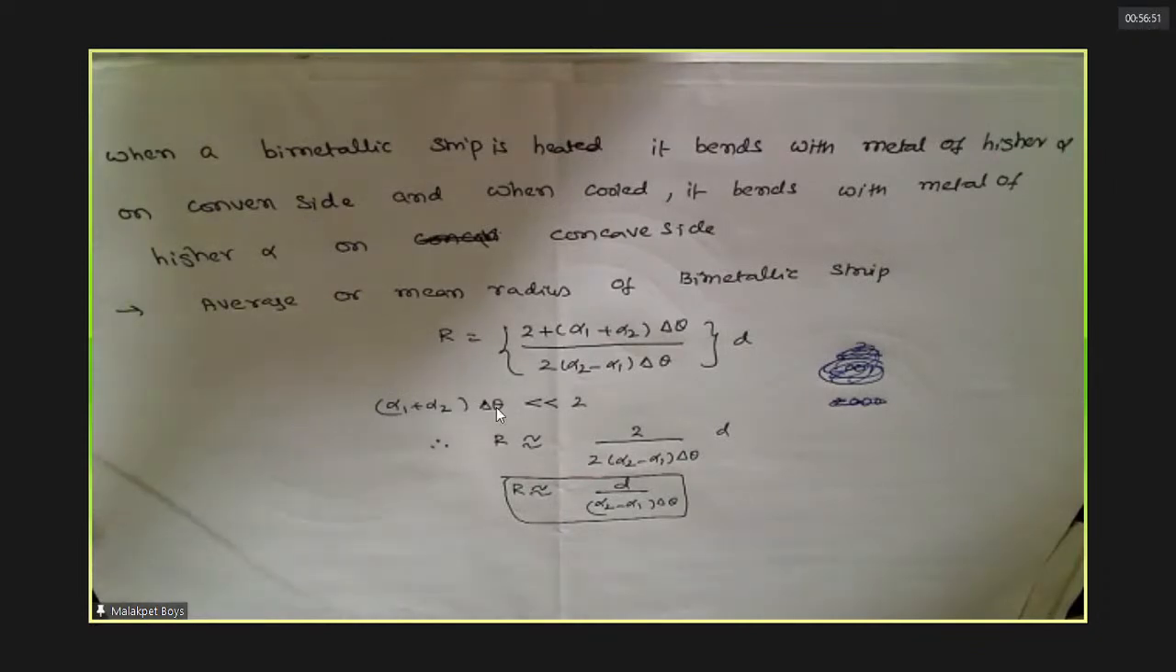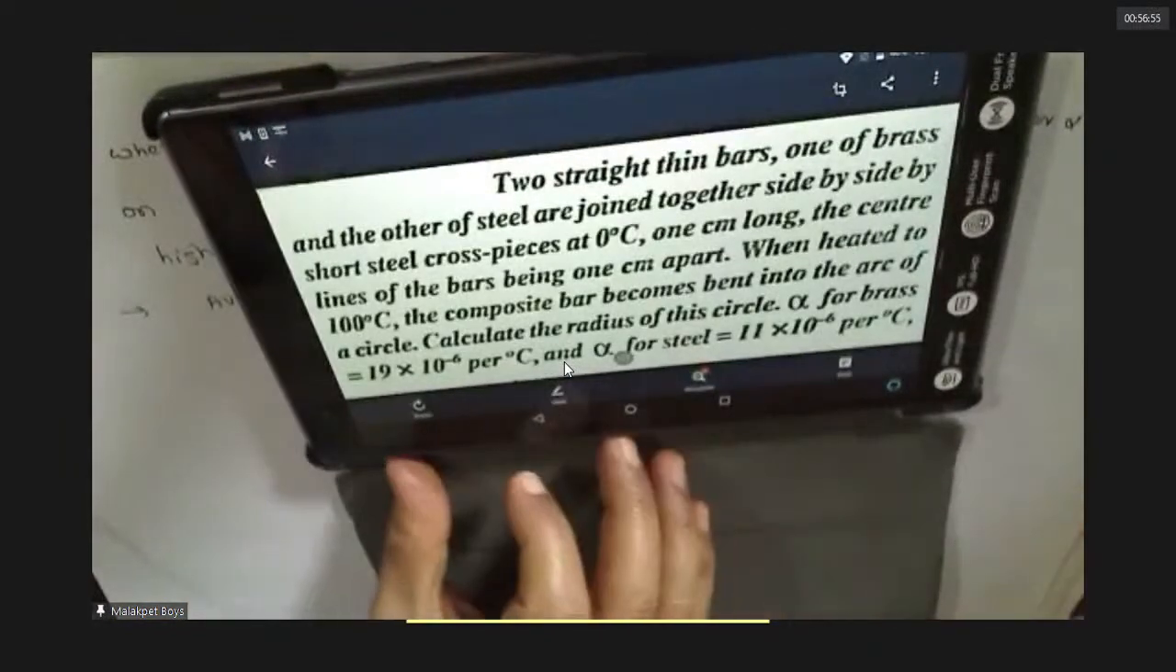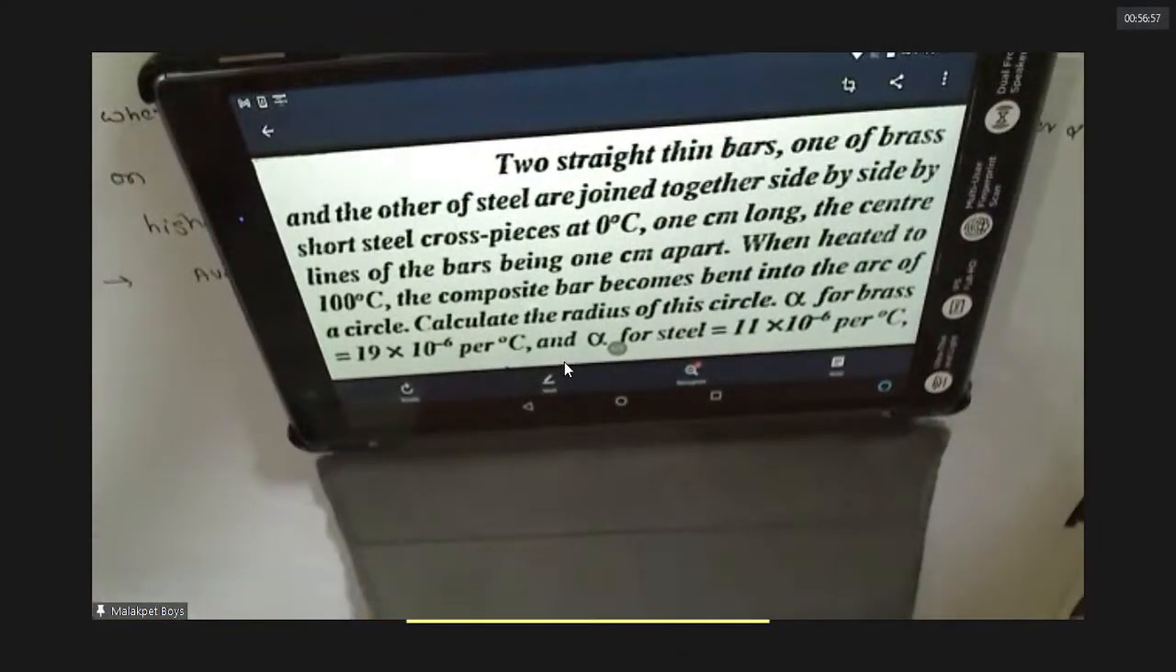Shall I turn this? Then note down this. Is it visible, man? Visible, clear, sir.